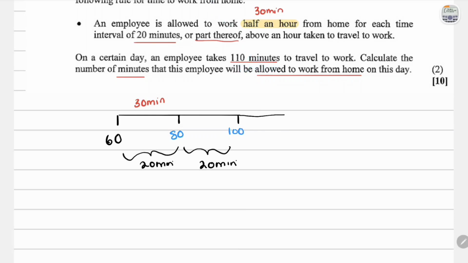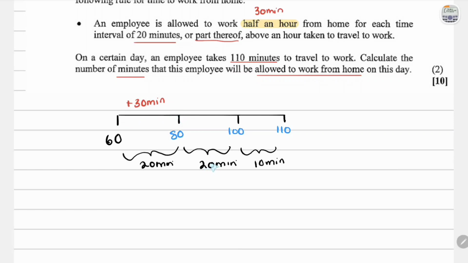So this is going to be 10 minutes extra. But remember what they said, a part thereof. Okay, so 10 minutes extra as well. So for every 20 minutes this employee spends extra to get to work, this employee will be allowed to work for 30 minutes from home. So they get to work for 30 minutes because they passed the 60.